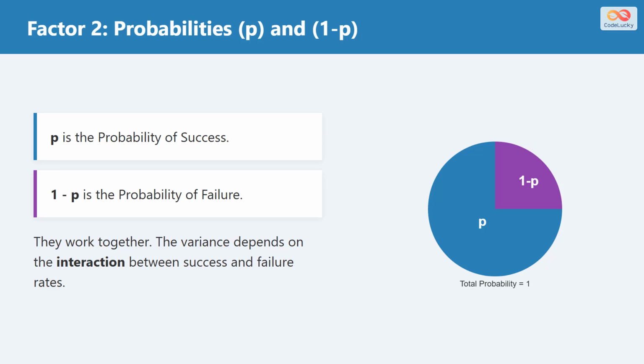The next part of the formula involves p and 1 minus p. P is the probability of success, and 1 minus p is the probability of failure. The variance depends on the product of these two numbers. This interaction determines how uncertain the outcome of a single trial is.